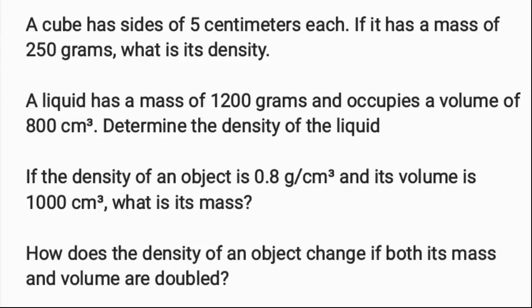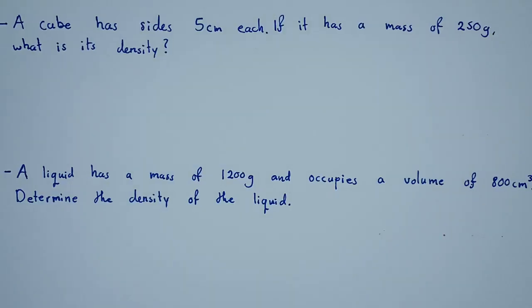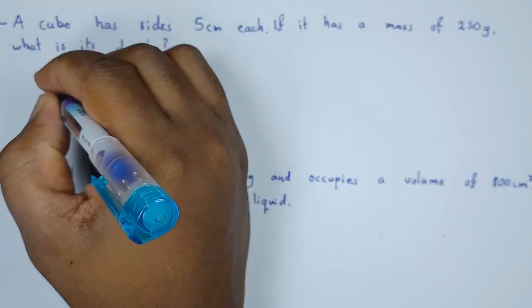So let's break it down. Let's break down the questions. We see how we can answer them. Okay, so let's go ahead and answer the questions. For the first one, we've been given a cube which has sides 5 centimeters. So let us draw a rough cube. It looks something like this.